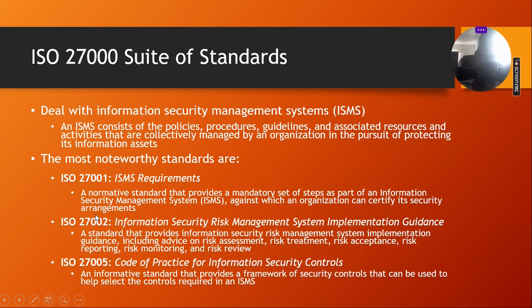Okay, so in a nutshell, what we are saying, whether it's ISO 27000 or the 27000 suite, is the information security management system. The 27002 is the information security risk management system implementation guidance. Then the 27005 is the code of practice of information security controls.